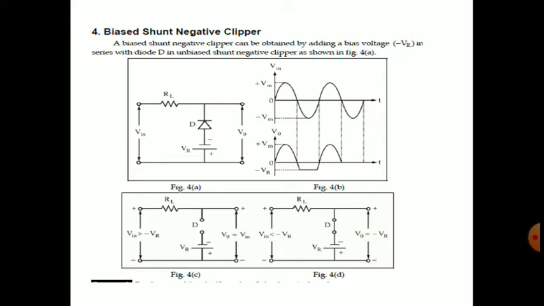Observe one thing here. In the negative clipper circuits, either series or shunt, in the case of biased negative clippers we are applying minus VR voltage. If it is a positive clipper, either series or shunt, we are applying plus VR. For positive, we apply plus VR, and for negative, we apply minus VR. Remember it like that, so it can be easily understood.